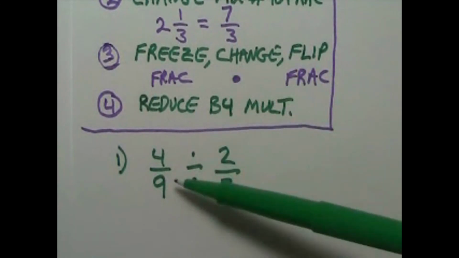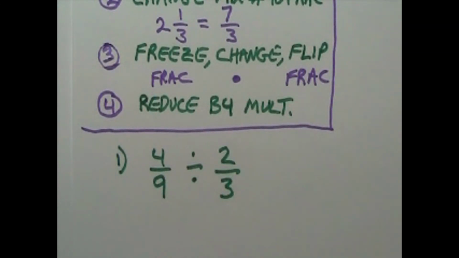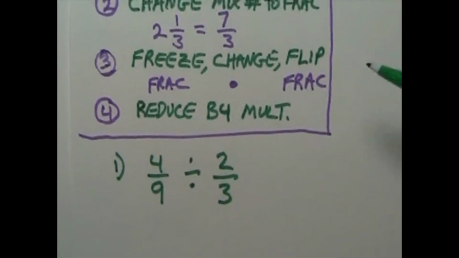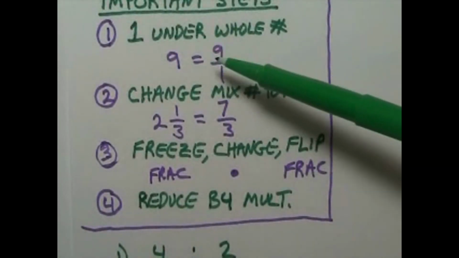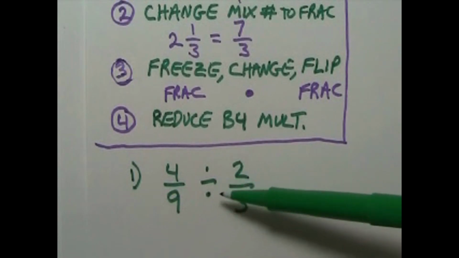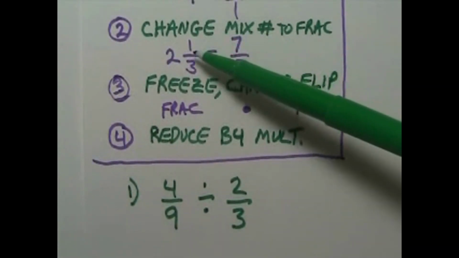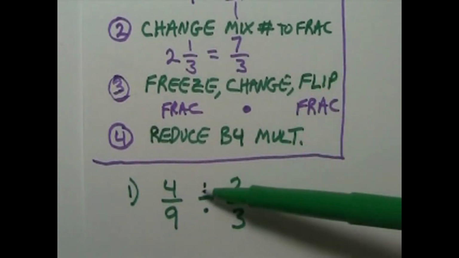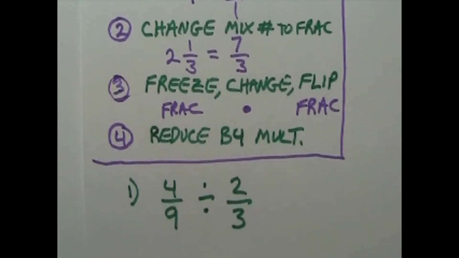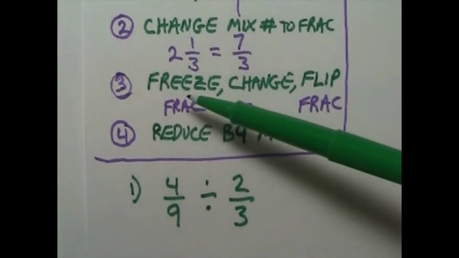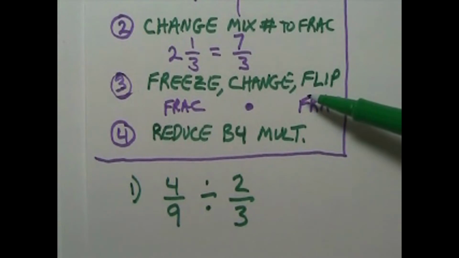Okay, here's our first problem: 4/9 divided by 2/3. So I'm going to go through my steps now. The first step is if you see any whole numbers, put a 1 under it. There is no whole number, so that's out. Step number 2, change any mixed numbers to fractions. I don't see any mixed numbers, so we're good there. Step 3 is freeze, change, and flip.